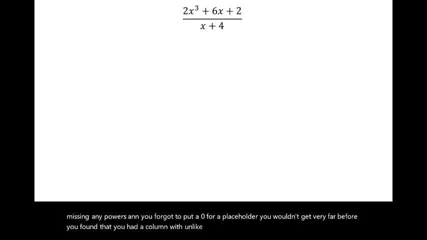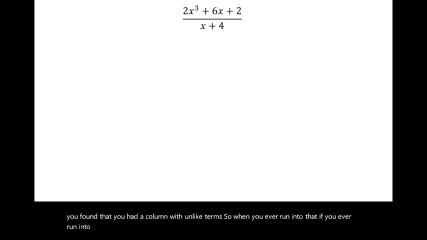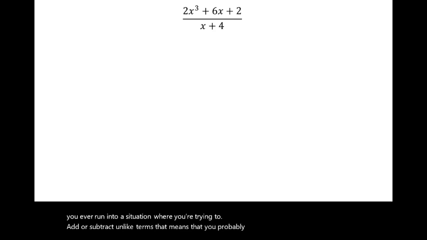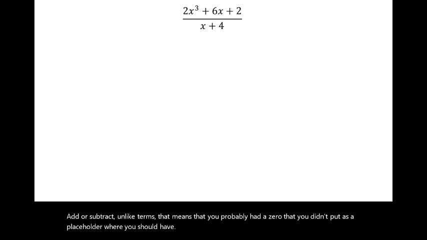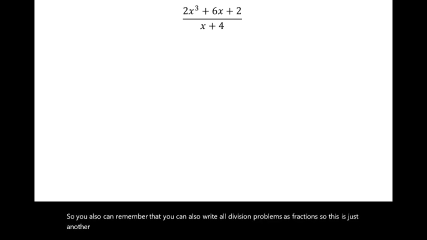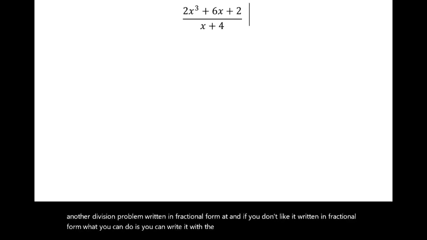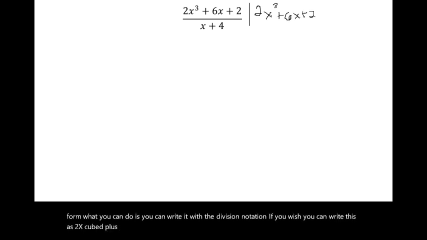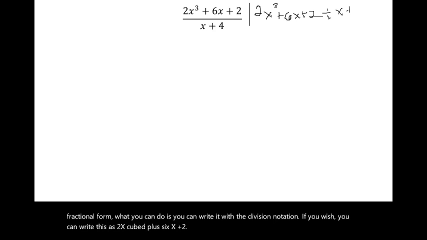So if you ever run into a situation where you're trying to add or subtract unlike terms, that means that you probably had a 0 that you didn't put as a placeholder where you should have. You can also remember that you can write all division problems as fractions. So this is just another division problem written in fractional format. And if you don't like it written in fractional form, you can write it with the division notation if you wish. You can write this as 2x cubed plus 6x plus 2 divided by x plus 4.